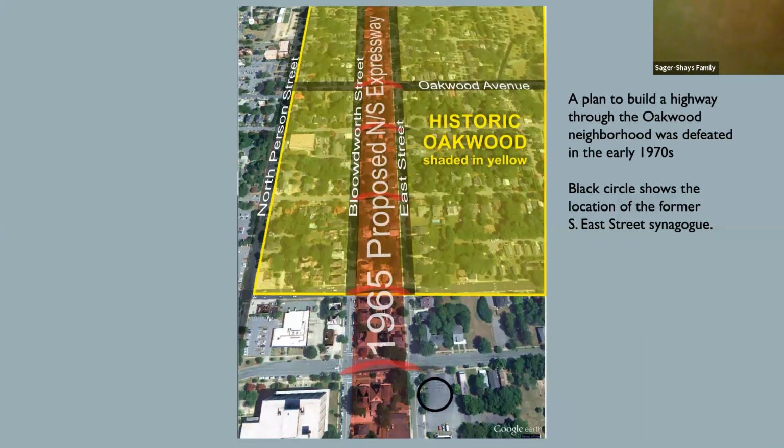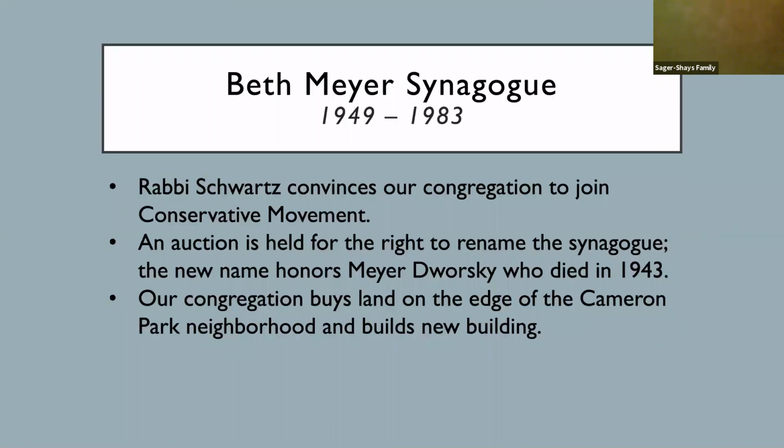In terms of Beth Meyer Synagogue, in the last years before we moved, the rabbi at the time, Rabbi Schwartz, convinced the congregation to join the conservative movement and give up the Orthodox label. And similar to the way the name House of Jacob had been chosen in a lottery, the name Beth Meyer was chosen in an auction. Beth Meyer Dworsky was honored. He had died in 1943, and his descendants contributed the highest bid to rename the synagogue in his memory.